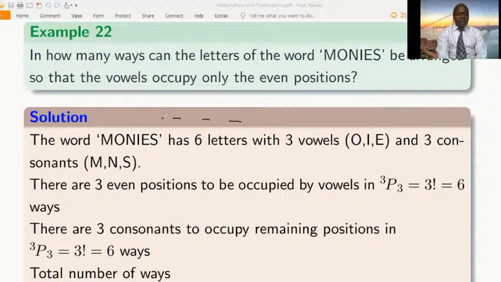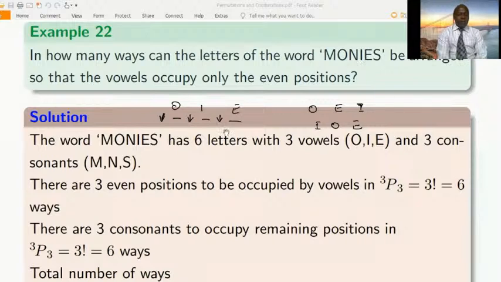So this is odd, this is odd, this is odd. So in these even positions, I may begin with O, I, E. Or I may begin with O, then E, then I. Or I may begin with I, then O, then E. So that means in arranging these vowels in even positions, the order is very important, and therefore this question involves permutations.